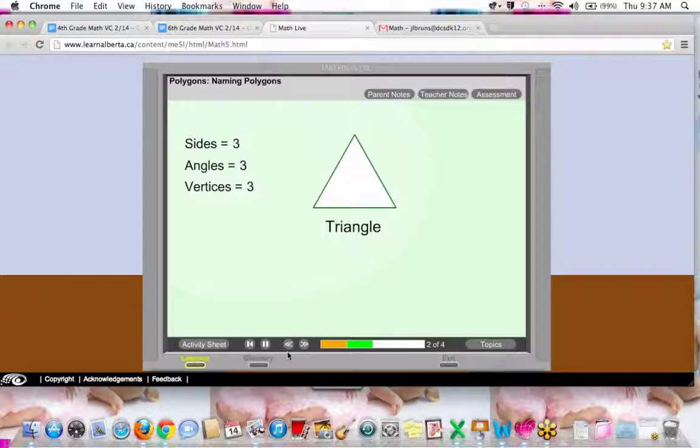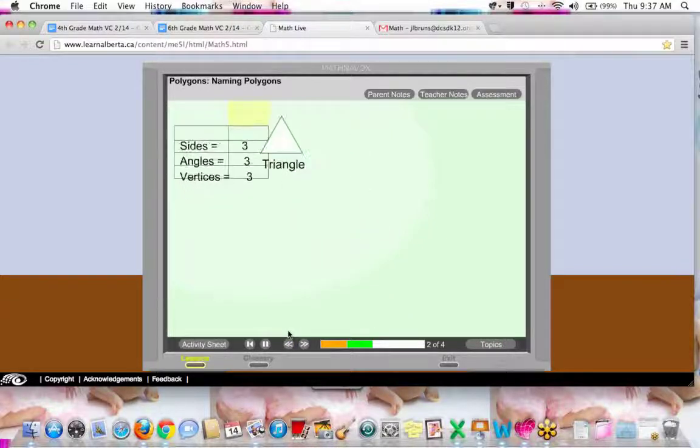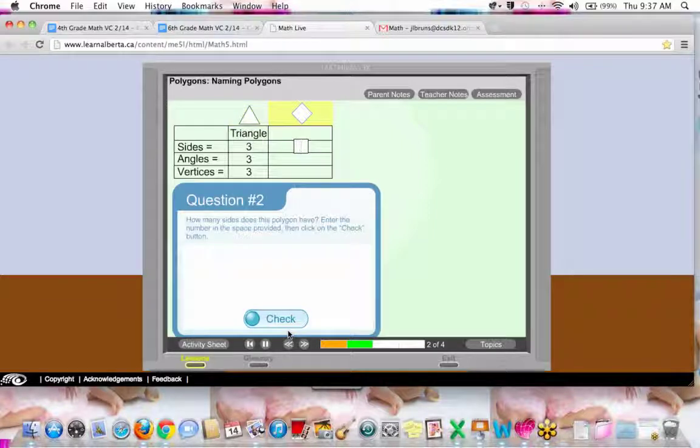Exactly. Let's look at a few more polygons. How many sides does this polygon have? Okay, yep, everybody just hold up your fingers. Perfect.